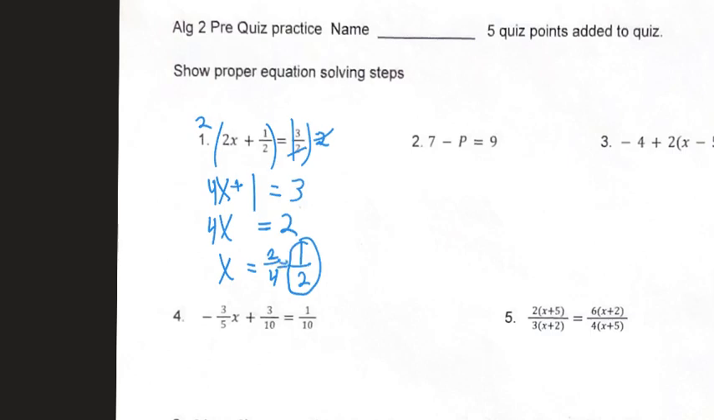Okay. This one, we could just bring the p to the other side and have a positive p, but I'm just going to subtract off that positive 7. Subtract off that 7, you get negative p equals 9 take away 7 is 2. If the opposite of something is 2, then that thing must be negative 2.